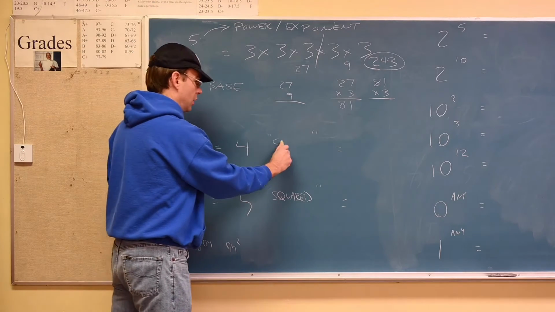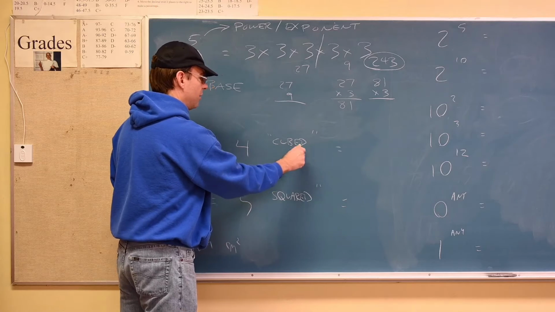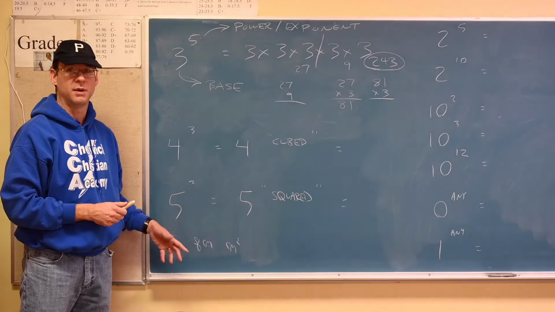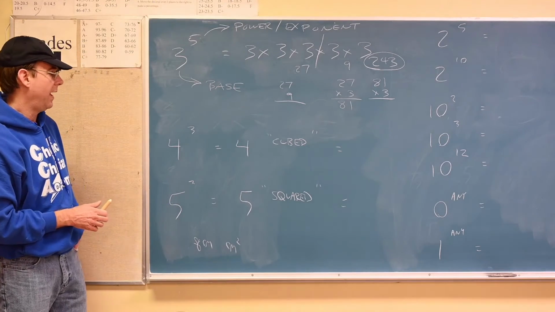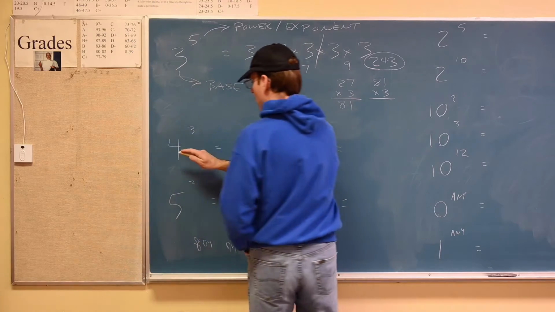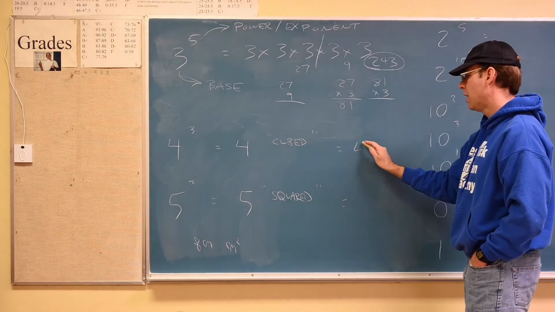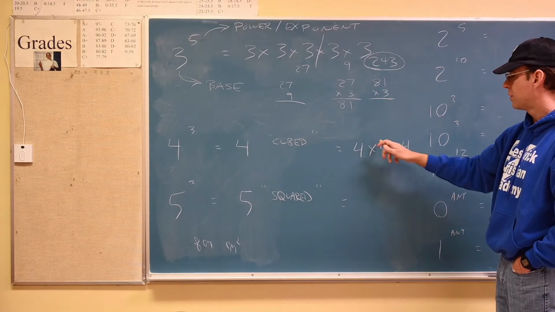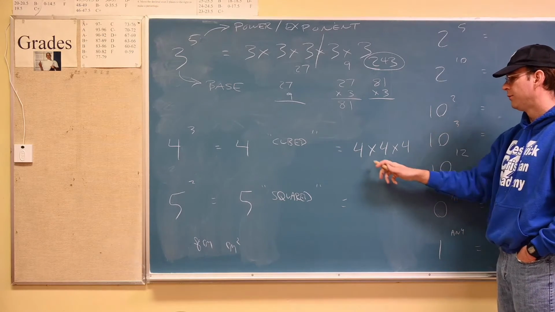3 is the word cube. And I don't think we've done volume yet this year. When we do volume, there's also cubic inches to measure volumes of shapes, but we've not done that. But 3rd power is cube. But if I want to do this out, 4 cubed, you'd go 4 times 4 times 4. Lots of 4's because 4 was the base. 3 of them because 3 was the power.